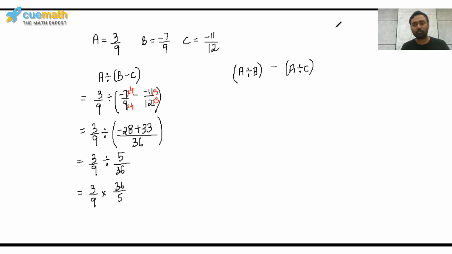Let's reduce this part to eliminate the common factors between the numerator and the denominator. So 9 ones are, 9 fours are. So eventually we are going to get 4 threes are 12. So 12 over 5. Let's now substitute the values in this second expression to see what we are going to get. So a is 3 over 9 divided by negative 7 over 9 minus, again a is 3 over 9 divided by negative 11 over 12.